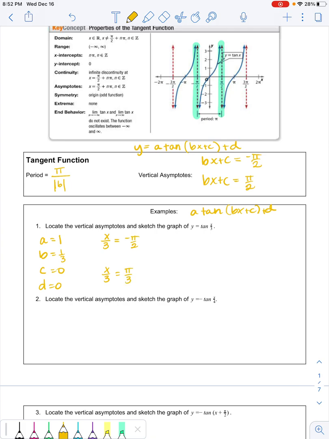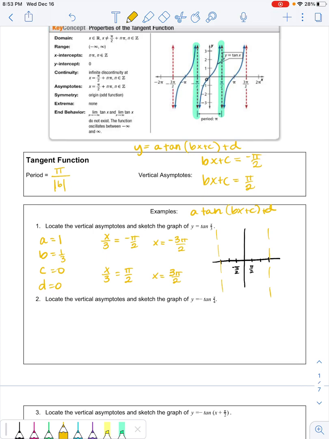And solve. Multiply both sides by 3, we're going to get negative 3 pi over 2, and we're going to get positive 3 pi over 2. And now we can go ahead and graph it. So I know that there exists a vertical asymptote at negative 3 pi over 2, and at positive 3 pi over 2.